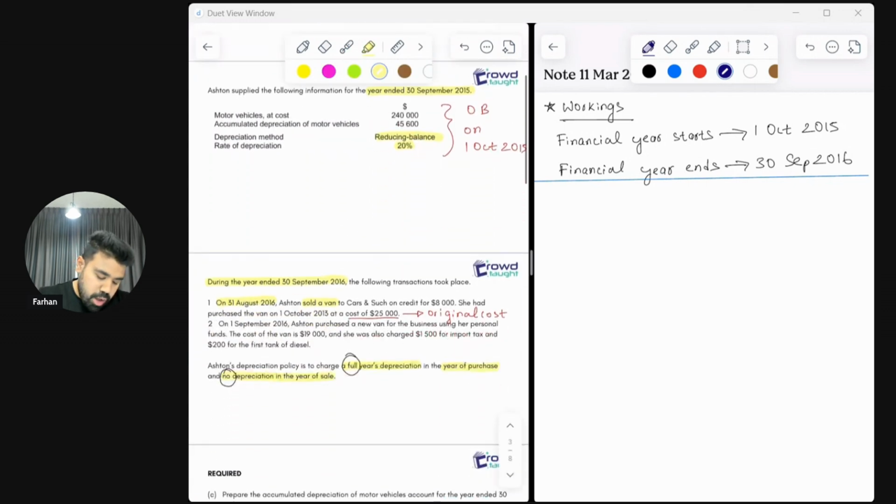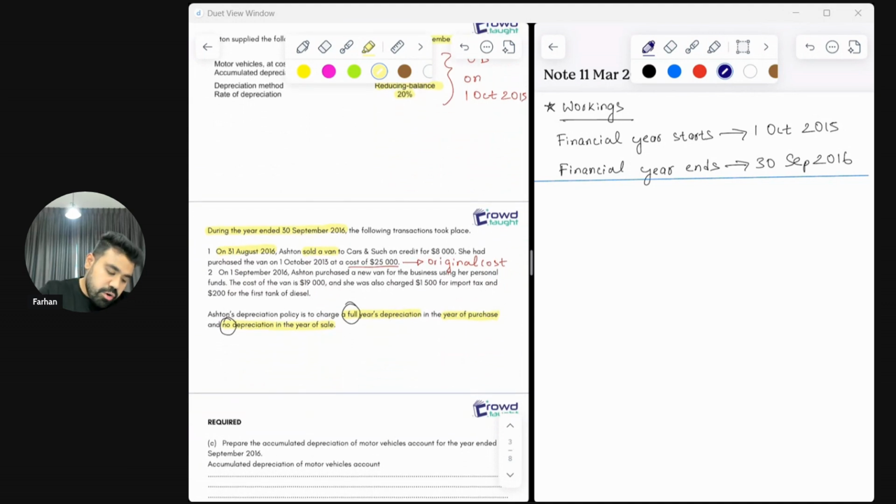The depreciation method is the reducing balance method, and the rate of depreciation, as you can see, is 20%. We are given some additional information. During the year ended 30 September 2016, the following transactions took place. So in the first transaction, on 31 August 2016, Ashton sold a van to Cars and Such on credit for $8,000. She had purchased the van on 1 October 2013 at a cost of $25,000. So this is referring to the original cost of the van which we had sold on 31 August 2016.